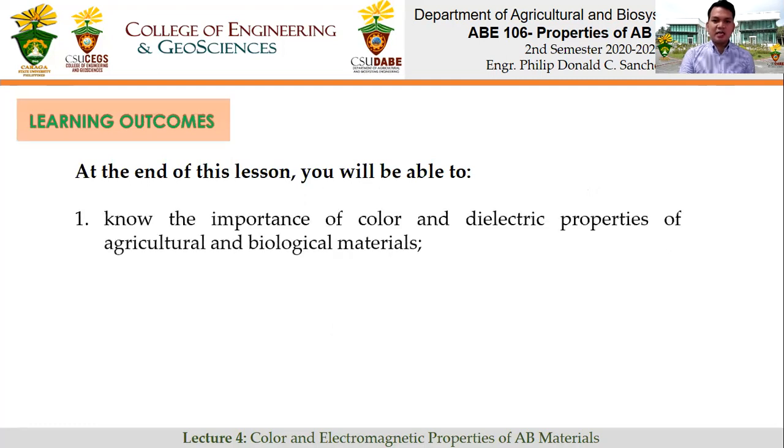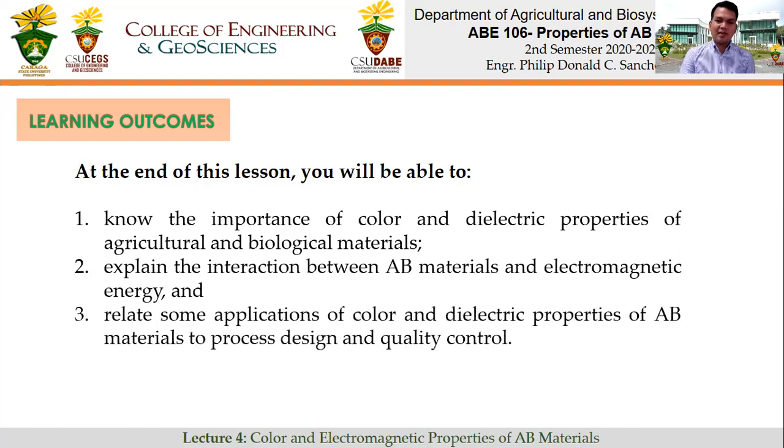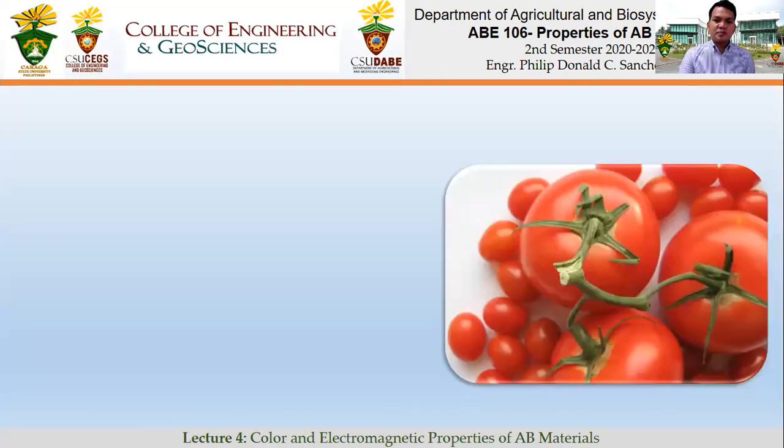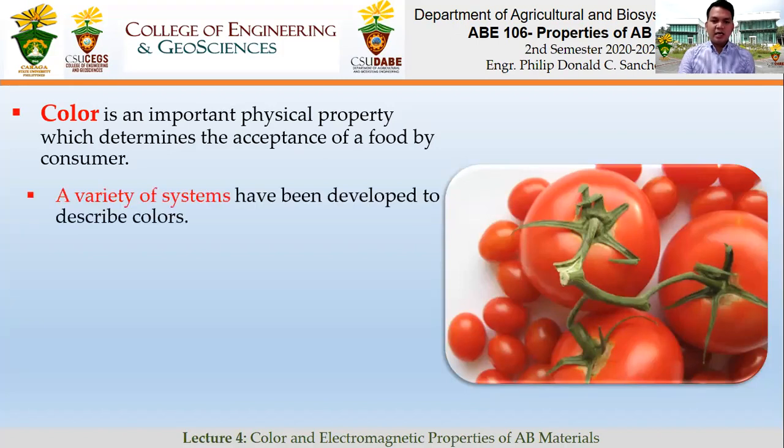After this lecture, you are expected to know the importance of color and the electric properties. You can then explain the relationships or differences between the electromagnetic and color values, and relate some applications or their usefulness in food processing or in the agricultural sector. By definition, color is an important physical property which determines the acceptance of a food by consumers. A variety of systems have been developed to describe colors.